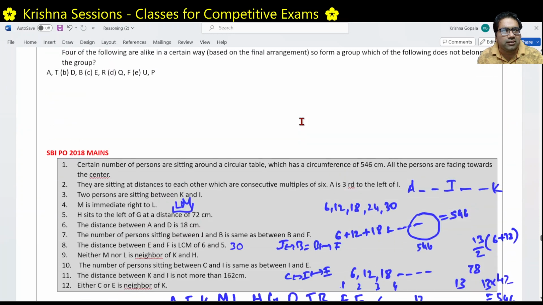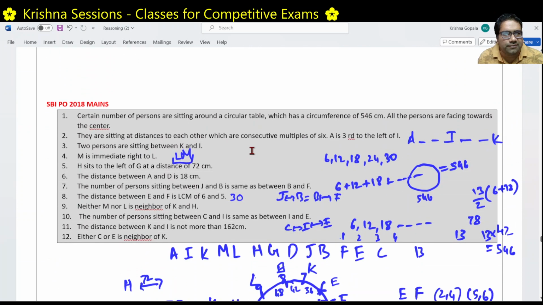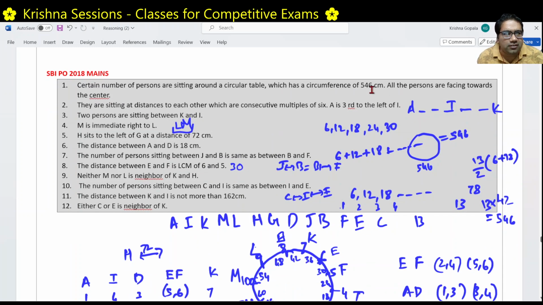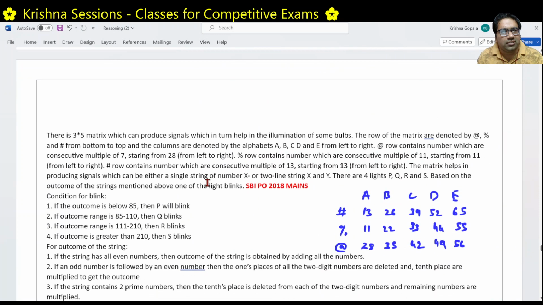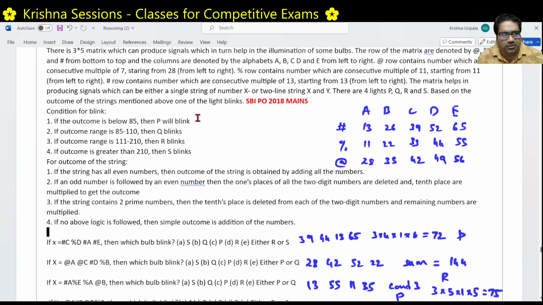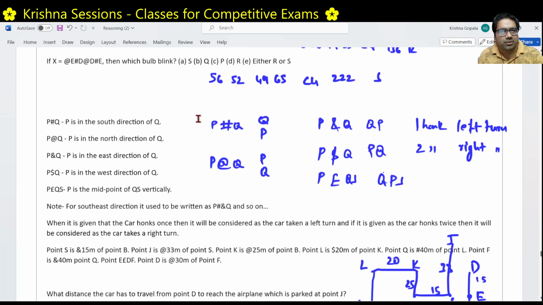Yesterday, we had discussed a different kind of problem. That problem was actually a tough one: a circular seating arrangement with variable distances, 546 centimeters, and he did not even mention how many people were sitting around the circular table. We had to derive that it should be 13 people, and multiple combinations were possible for the seating arrangement. That is a pretty hard problem, but for the same marks. That takes 20 to 30 minutes, but this one you can do in under 5 minutes. So, these kinds of problems we should not miss.